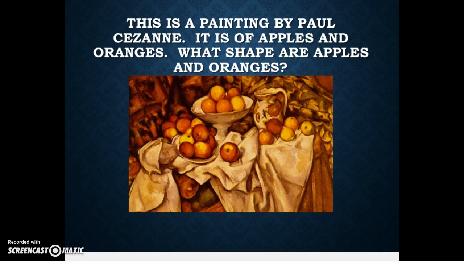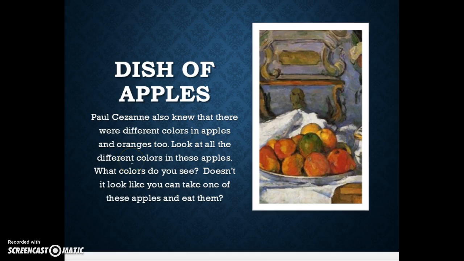This is a painting by Paul Cézanne. It is of apples and oranges. What shapes are the apples and oranges? Paul Cézanne also knew that there were different colors in apples and oranges too. Look at all the different colors in these apples. What colors do you see? Doesn't it look like you could take one of these apples and eat them?